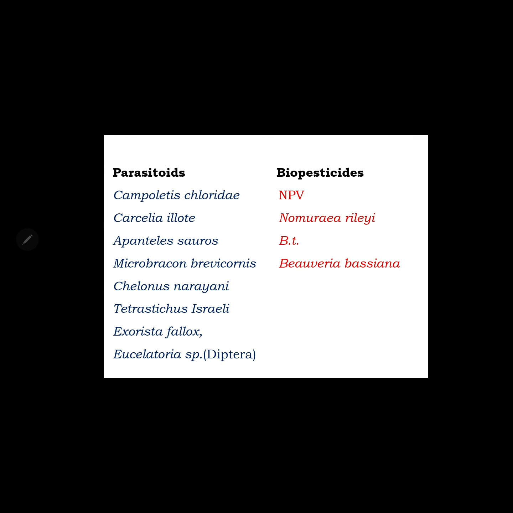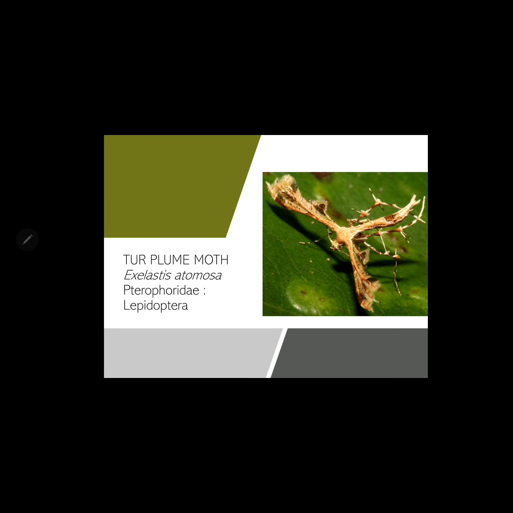and now we'll move to our next pest, that is Tur plume moth or red gram plume moth. Its scientific name is Exelastis atomosa. Its family is Pterophoridae. It belongs to order Lepidoptera. The family Pterophoridae means there are 3 and 2 respectively furcations or branches of forewings and hindwings.